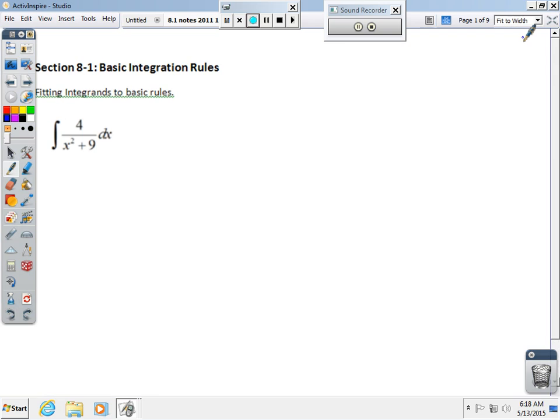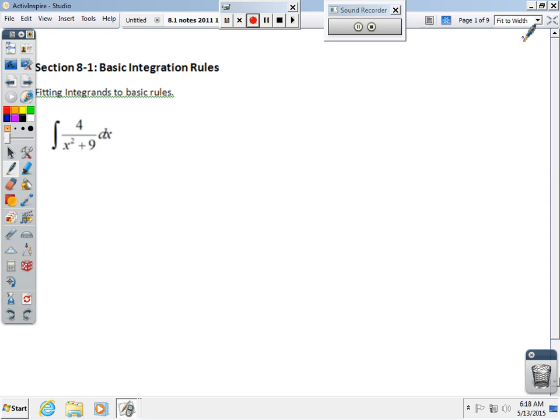Section 8.1 is just all of your integration rules put together and figuring out which method to use for each integration. So some of you might know how to do these already, but I'm going to go through each one of them and show you the method that's used. Basically, fitting integrands to basic rules. And if you look at the last page of your notes, there are different techniques that you can use. There are 7 techniques, so you can go through each one of those.